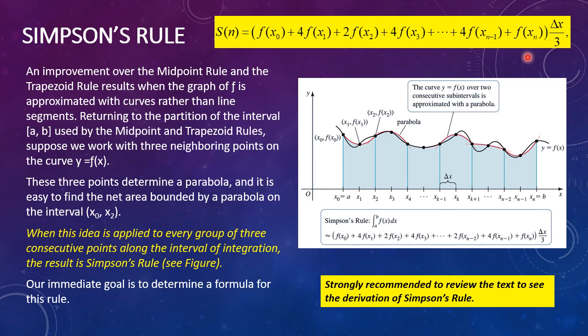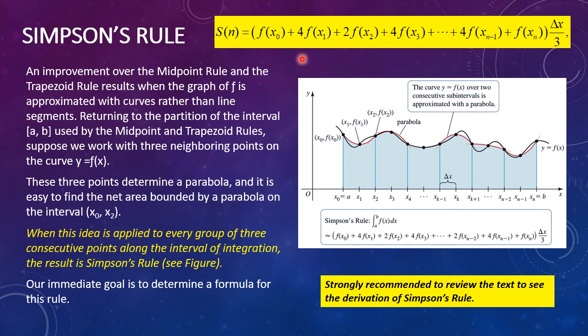Now, I highly recommend that you go to the text to see the derivation of this formula. It's a little bit complicated, but it uses the quadratic formula, and they do a good step by step. I don't want to take up 15 minutes explaining it to you when you can read through it in, I would guess, 5 or 10 minutes and get the gist of it. But here is Simpson's rule.